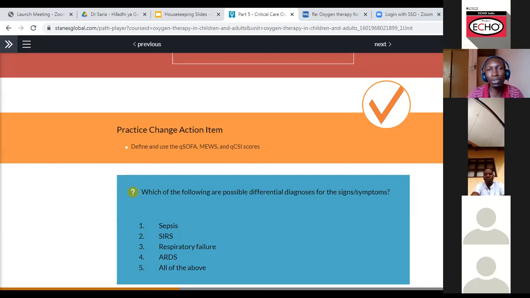We have the very first question, which wants us to see, among all these listed things, sepsis, systemic inflammatory response syndrome, respiratory failure, acute respiratory distress syndrome, can be determined by using any score. That is the meaning behind that question. Which of the following are possible differential diagnoses for signs and symptoms using NEWS? Do you think you can use the NEWS score to determine any of these things?